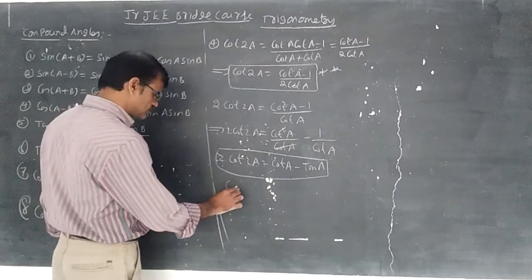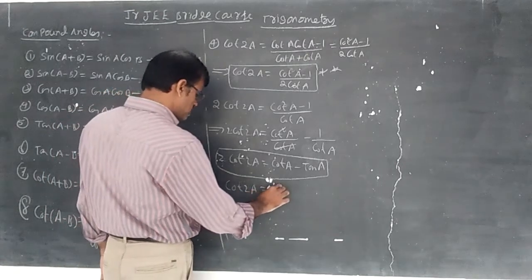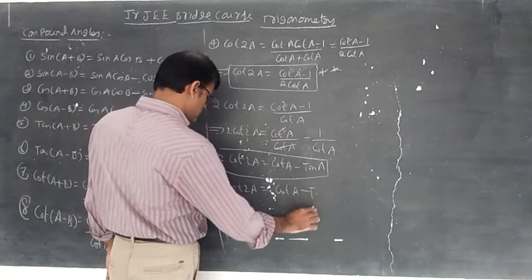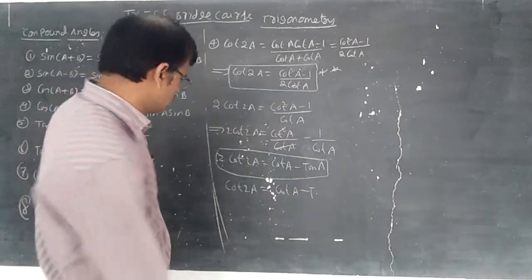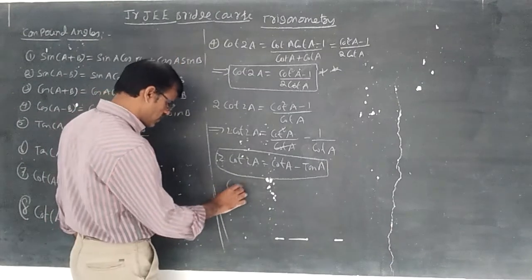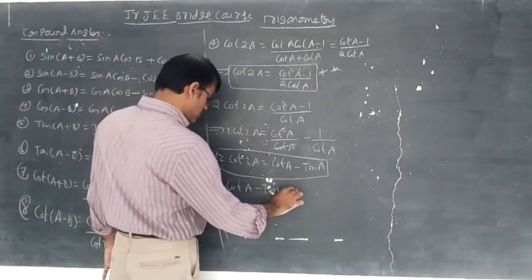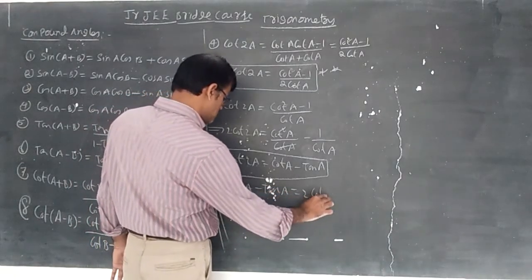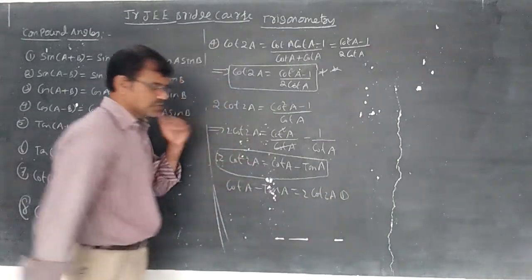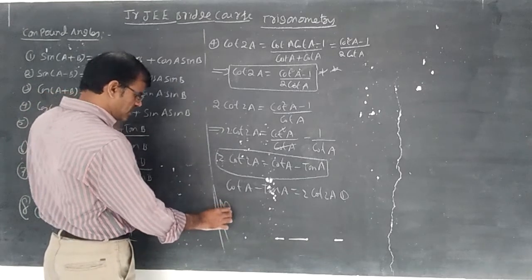Now, cot a minus tan a is equal to 2 cot 2a. Remember, as a formula, it depends upon this one. Another formula we can complete: cot a minus tan a is equal to 2 cot 2a. Let it be the first equation.